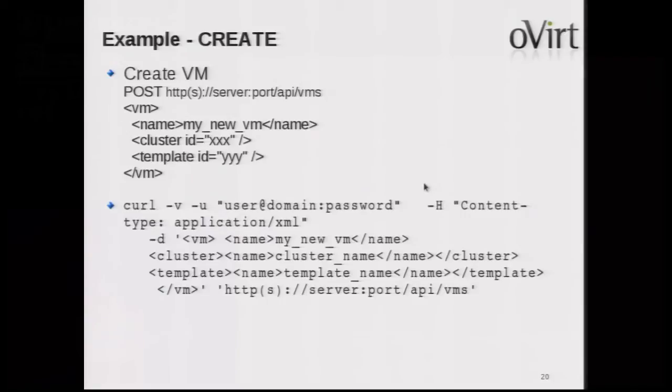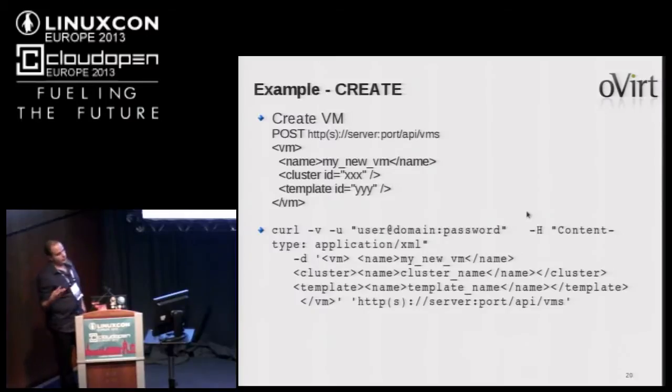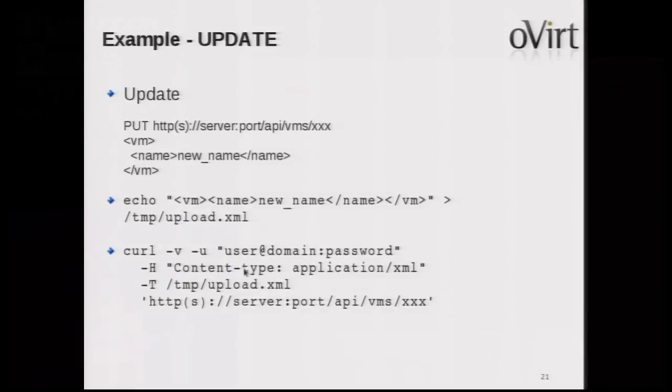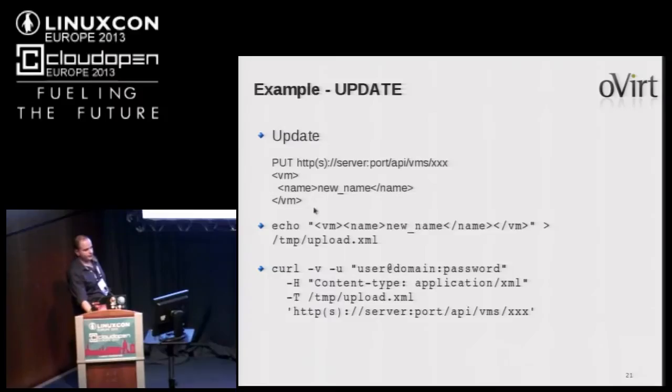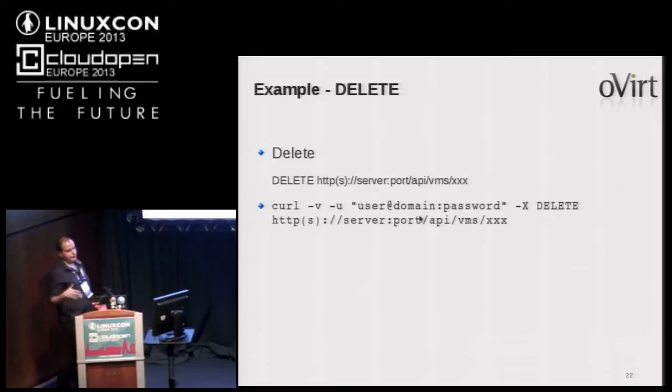If you want to create a VM, you need to do HTTP post, and the minimum parameters you need to supply in here are the name of the VM, the cluster that the VM will reside on, and the template the VM is created from. So you would also use curl with a minus d option and give the body of the VM you want to use. It's very standard use of REST API. To update the VM, to rename it, you just use the minus T option with curl, giving it the properties you would like to change in the VM. And in order to delete, you issue the delete command, give it minus x delete.